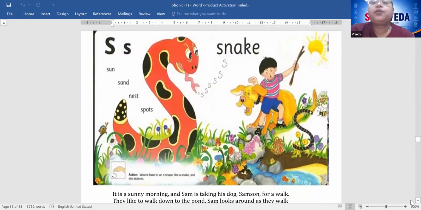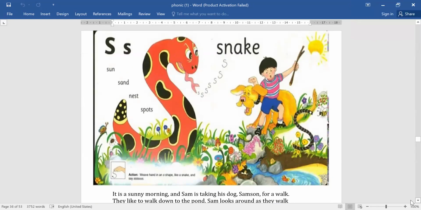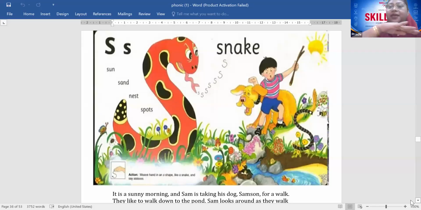Now let's come to letter S. The sound of letter S is S. And the action is, you are making a snake with your right hand. Got it?